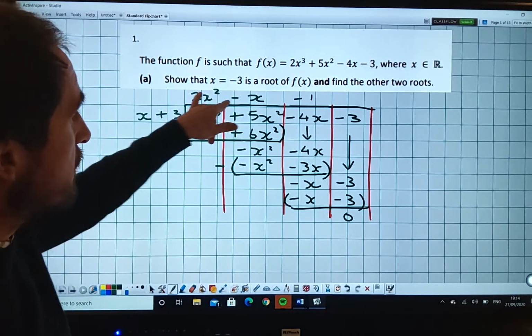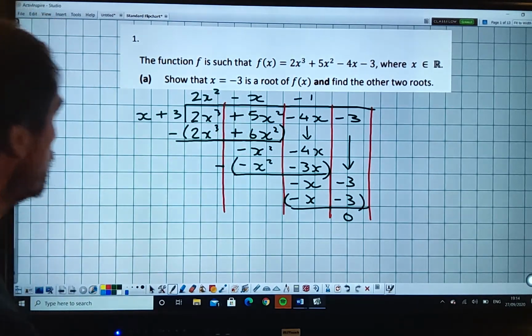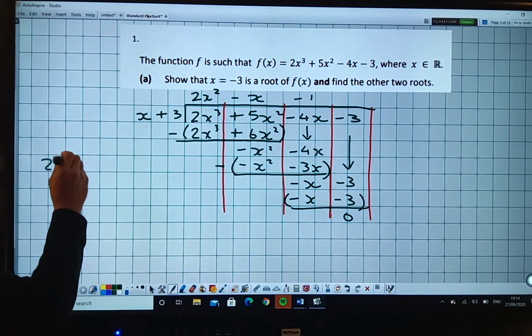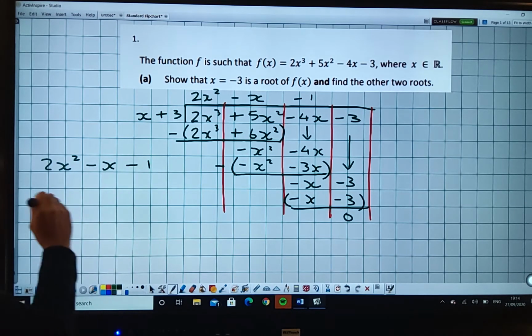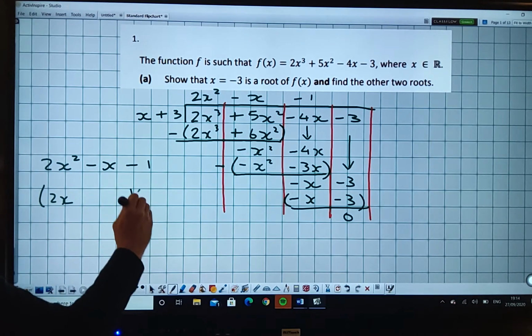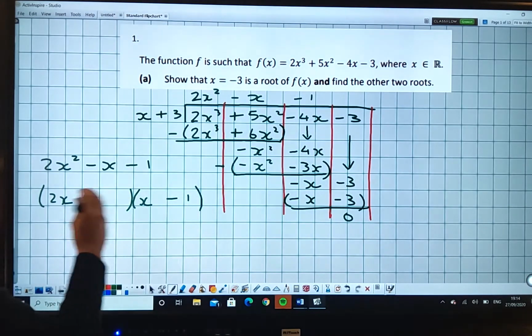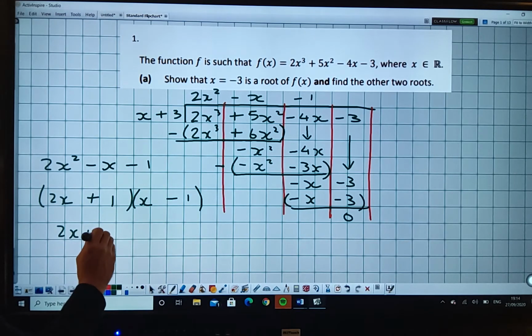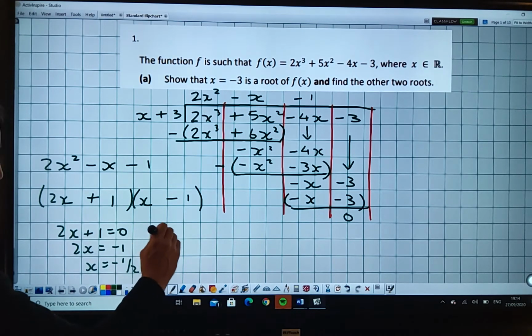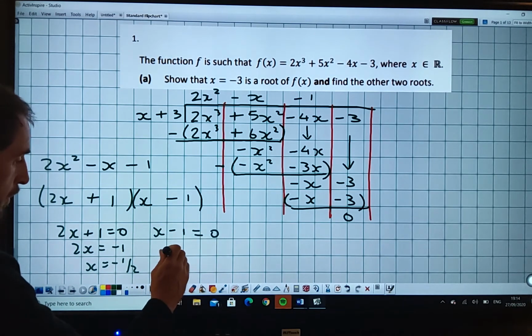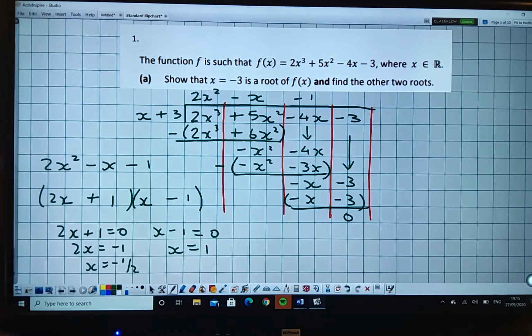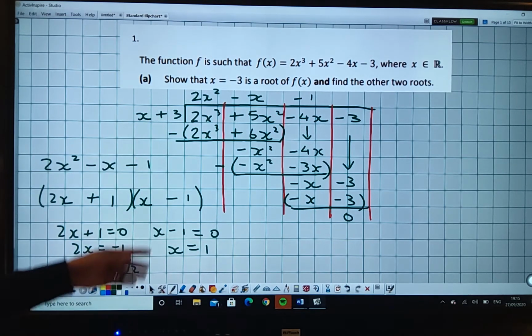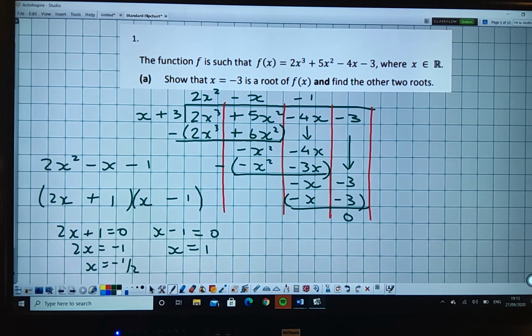Now it's important to finish this off, because it says find the other two roots. So that means we have to factorize this. So if I have 2x squared minus x minus 1, I can do 2x times x. Minus 1 gets me minus 2x, plus 1x is minus x. So 2x plus 1 is equal to 0. 2x equal to minus 1, so x is equal to minus a half. x minus 1 is equal to 0, or x is equal to 1. So the roots then are minus 3, minus a half, and 1. So that was the first question.